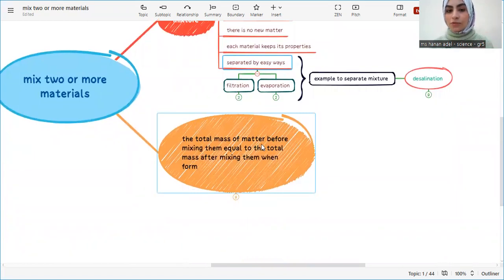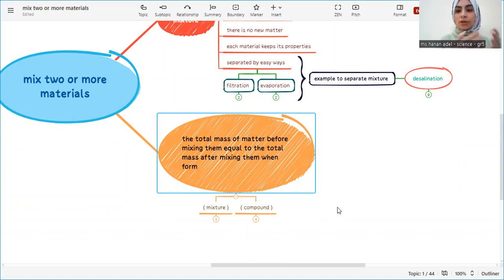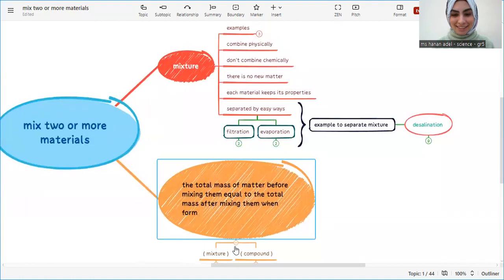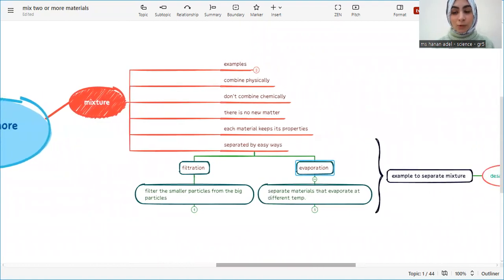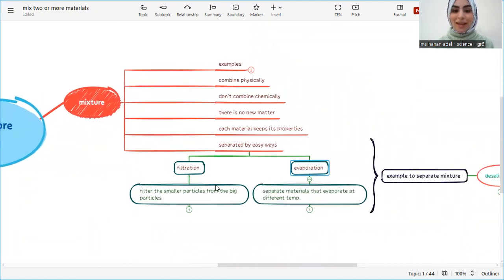The total mass before I mix any materials equals the total mass after I mix them. Even if I make a mixture or a compound, even if I make a new substance or I didn't make a new substance, whatever. In both cases here, the total mass before equals the total mass after. This point here is super important. I hope you understand it. Let's now speak about filtration and evaporation. What is the difference between them and when can we use both of them?